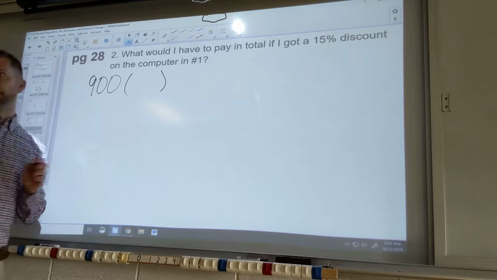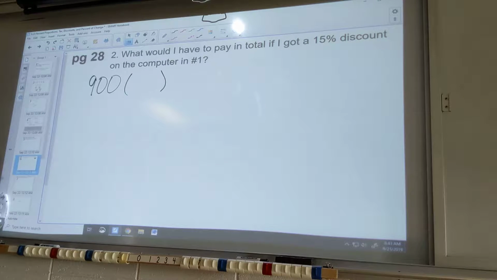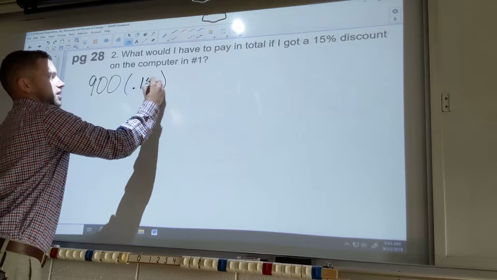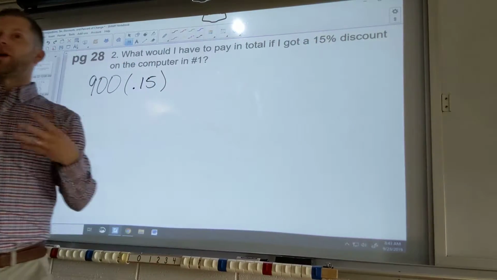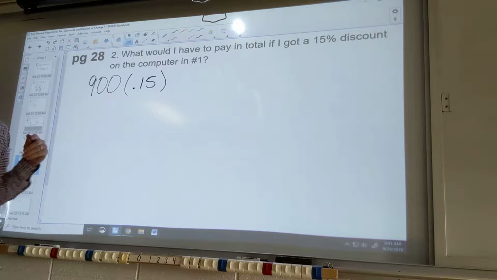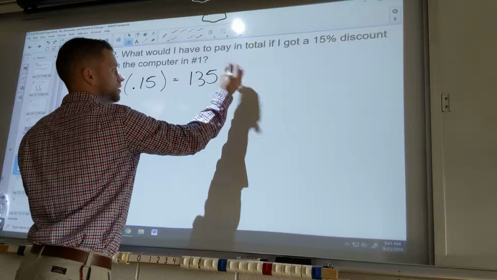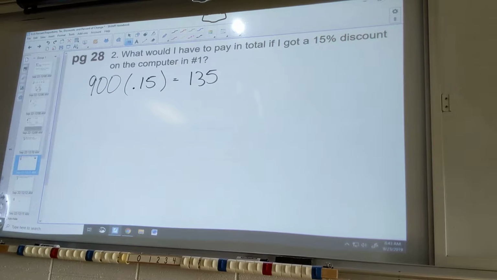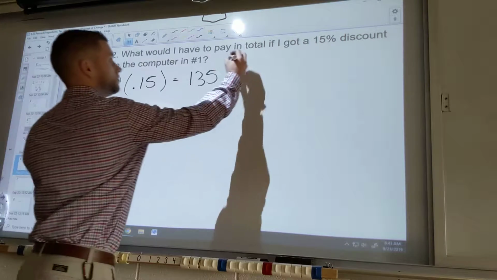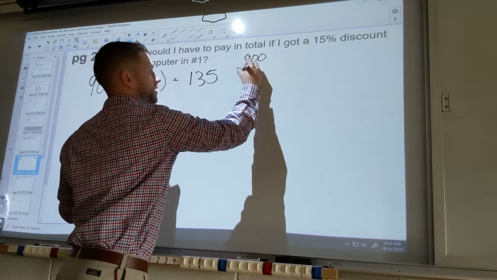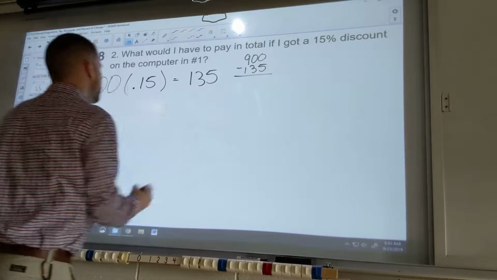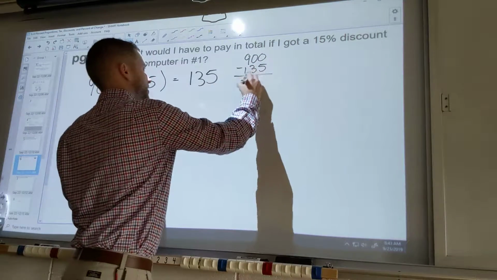We could multiply by what? We could multiply by 0.15 because that is the decimal form of 15%. If we want to find the amount we're saving, we'll find 15% of 900. If we multiply 900 by 0.15, what do you end up getting? 135. And if we want to find the amount that it would be after the discount, what would you do? Subtract 900. Good. We'd do 900 minus 135, and you end up getting an answer of 765.